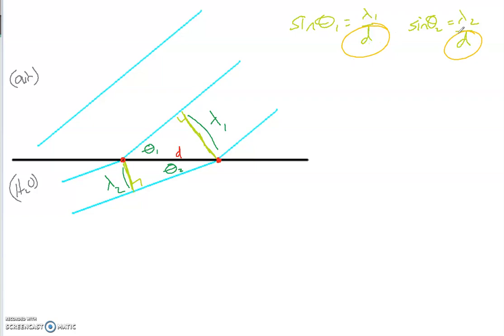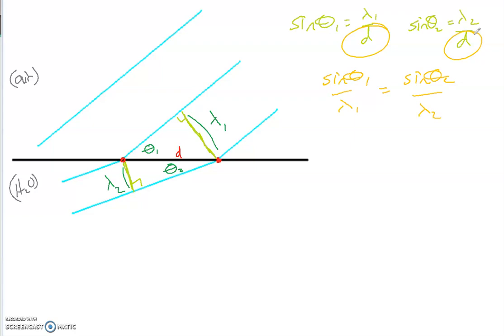So if I solve both of those for D, I can equate them and put them together. I will have sine theta 1 over lambda 1 equal to sine theta 2 over lambda 2, just by solving this for D, solving that for D, and then equating them. Now I've connected the angles for both sides together, which is important for Snell's law, which is what we're going to derive, the rule for refraction, which is all about direction changing.